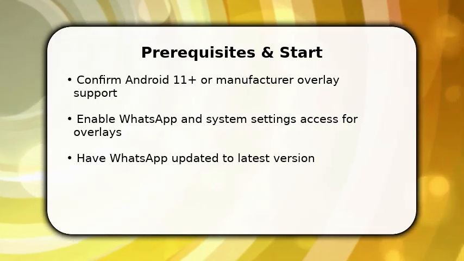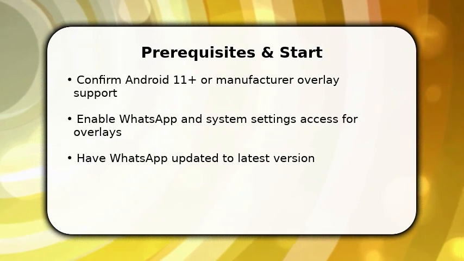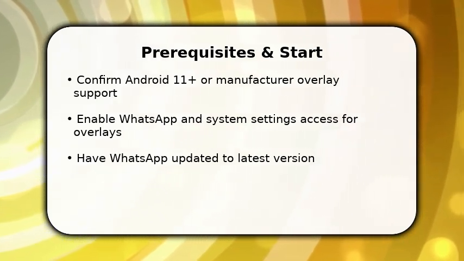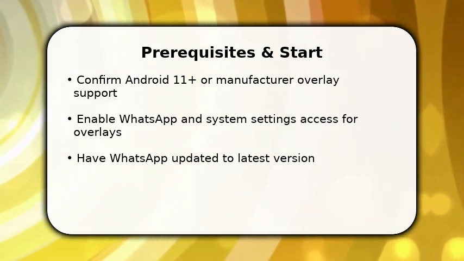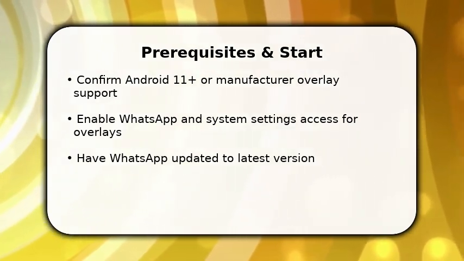You're starting with the essentials. Make sure your phone runs Android 11 or newer and WhatsApp is updated. Once done, open Settings and go to Apps, WhatsApp, then tap Permissions and enable any needed access.